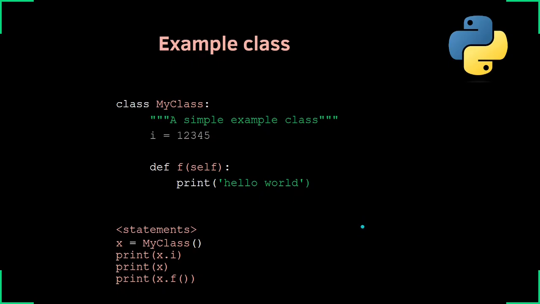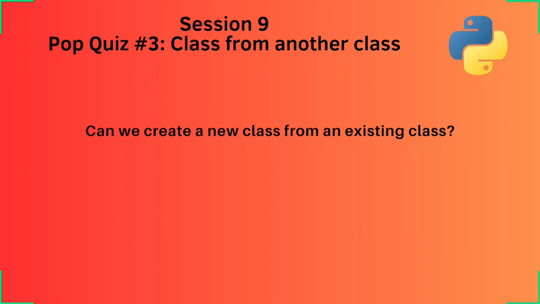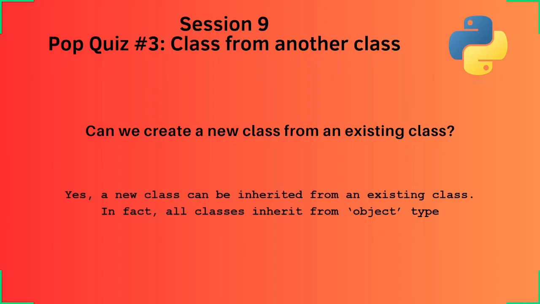Yeah. So can we create a new class from an existing class? Yes, a new class can be inherited from an existing class. And in fact, all classes inherit from the object type in Python. So object is the master of all other subclasses. It's the base for every other class that is created in Python.